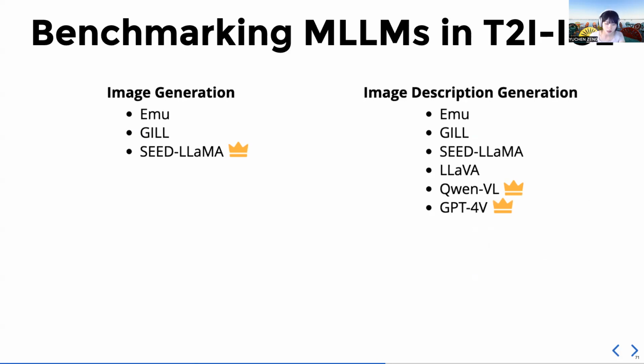Okay, so now, based on the experiment results I just shared previously, for the two modes, image generation and image description generation, we identify the best models. For image generation, of course, SEED-LLaMA is the best. And for image description generation, we found that both Qwen-VL and GPT-4V work very well. So in the following experiments, we just choose to use those top performing models directly.